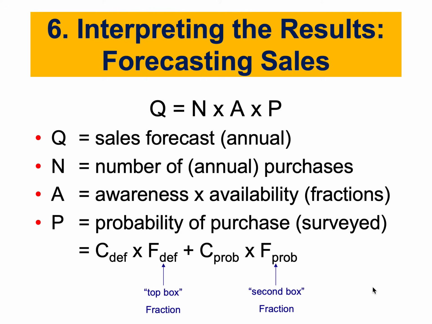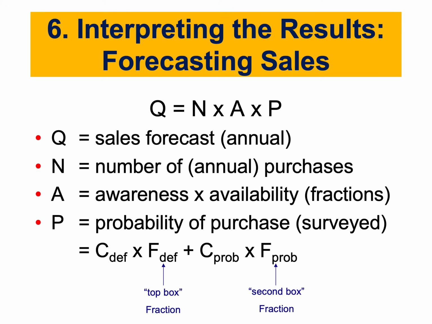So again, quick recap. We would like to forecast how many products we can sell per year. That's Q, and Q is calculated by multiplying N, A, and P. N is the number of annual purchases. If it's something that is well known and available and we have previous data, we can say, well, usually if we're selling a bicycle, let's say 100,000 bicycles were sold per year. We'll use that, and that's for our known product. And we're going to talk more about that.